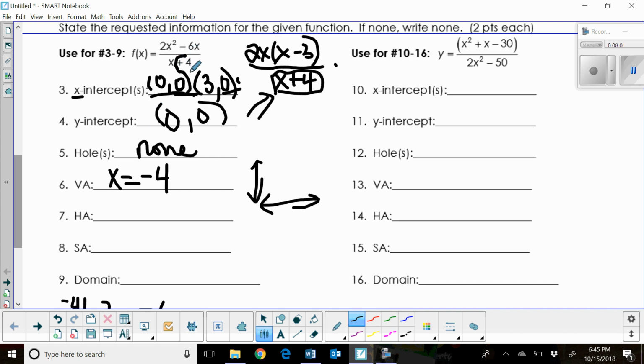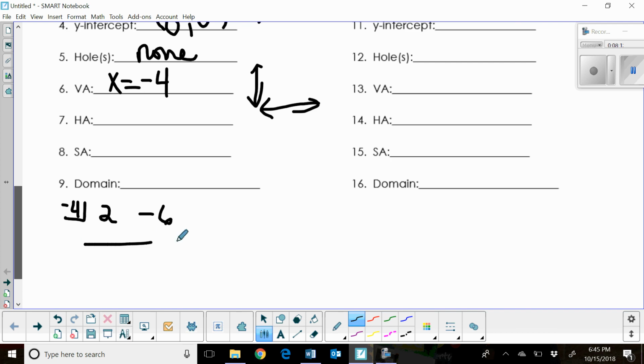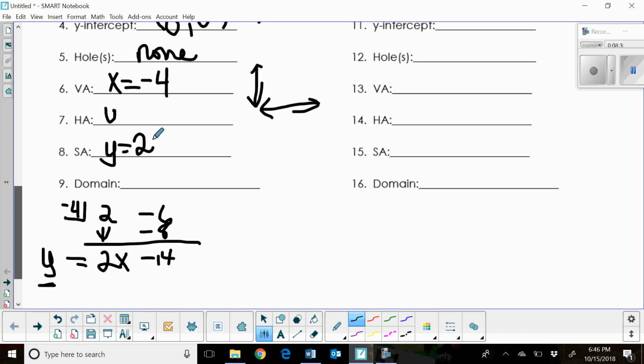We've learned synthetic division. We pull -4 here, 2 and -6, right? And then synthetic, bring down the 2, multiply, -8, add, -14, and we know how to throw the variables in. This is x, 2x minus 14 is equal to y. Now, a lot of people forgot to put the equals y. Slant asymptote, y equals 2x minus 14. And when we have a slant asymptote, we have no horizontal asymptote.